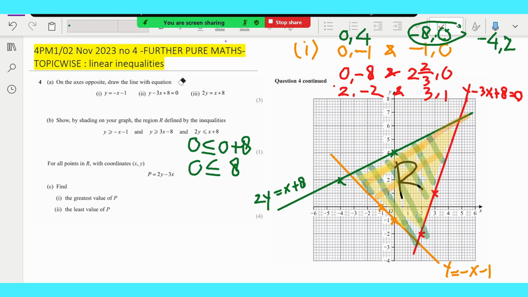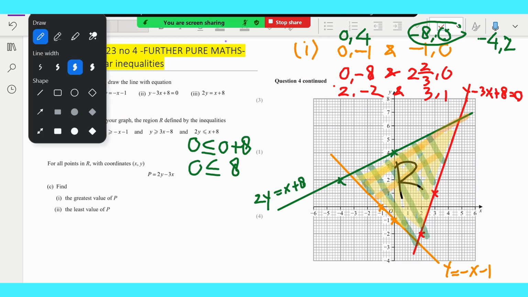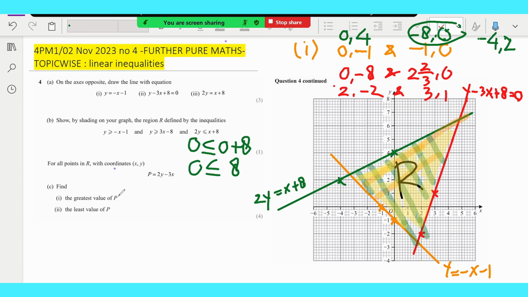So for part C, we have to get the greatest value of P, where P is 2y minus 3x for all points in R. So all points in R is within this triangle. Usually the greatest and least value is at a vertex, at the intersection of the lines. So we have 3 vertices, 3 intersection points. Let's find those points and test them in the equation so we can get the answer for C part 1 and C part 2.